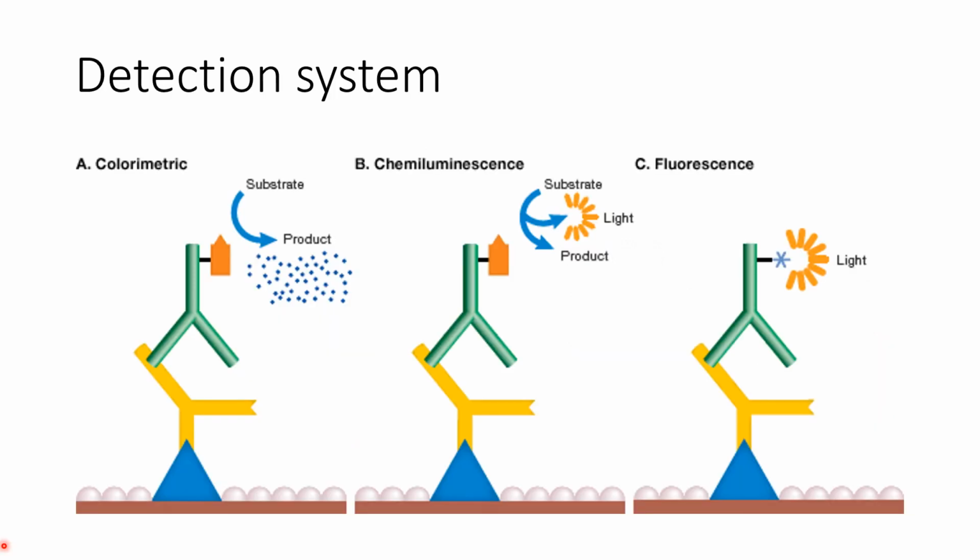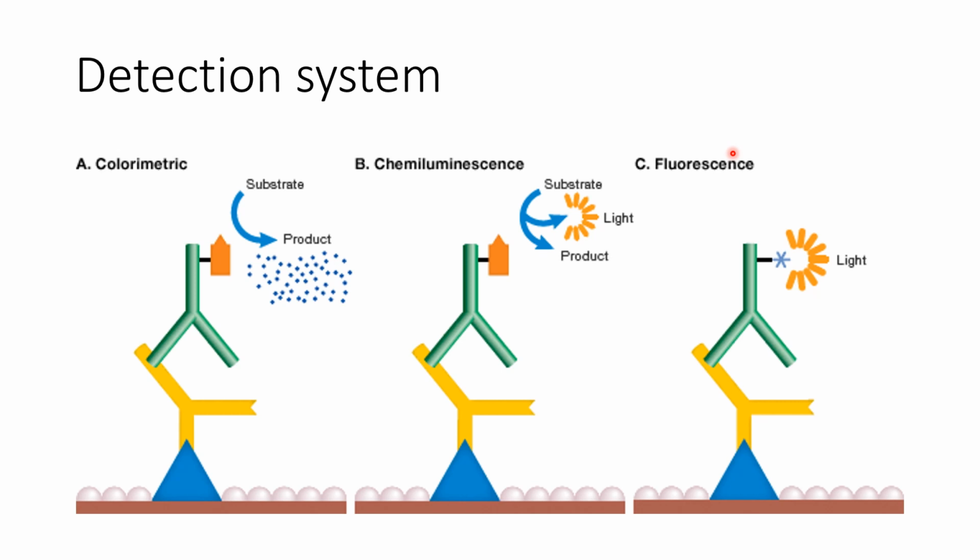There are ways that we can detect if our secondary has bound to our primary antibody, or detect presence of secondary: either a colorimetric system, which looks for color change, chemiluminescence, which looks for the emission of light after adding a chemiluminescent substrate, or fluorescence, which looks for the emission of light in specific wavelengths after excitation with laser light. A big advantage of fluorescence is that it allows for multiplexing.